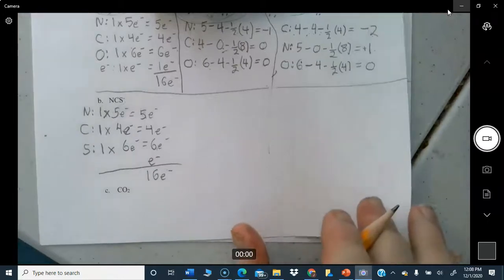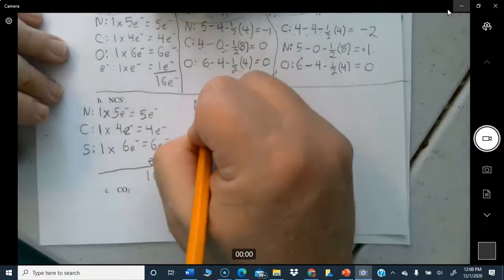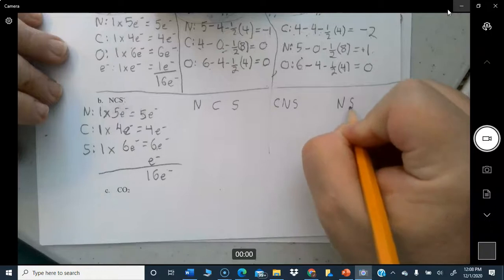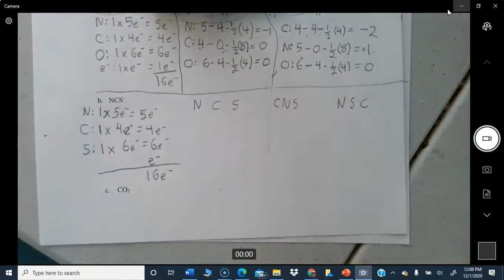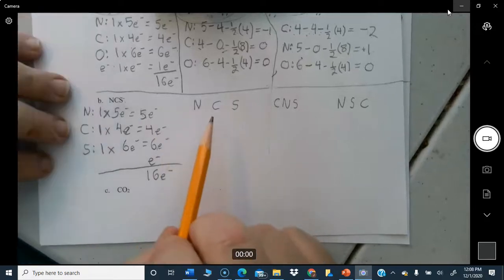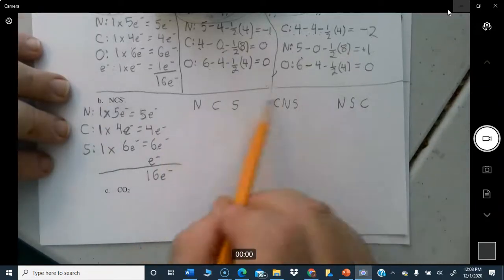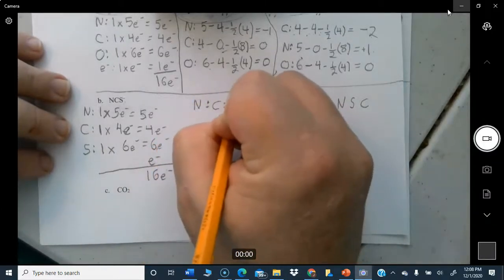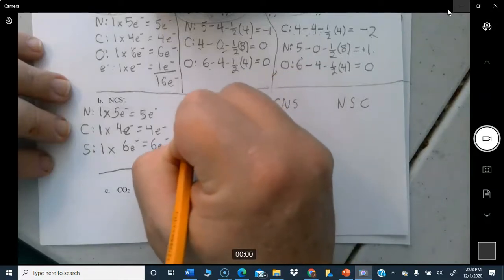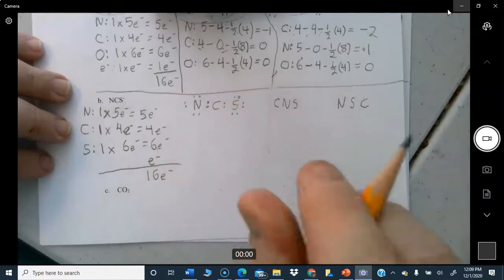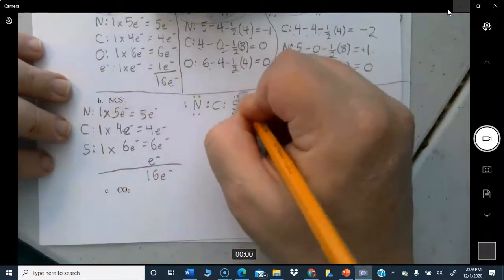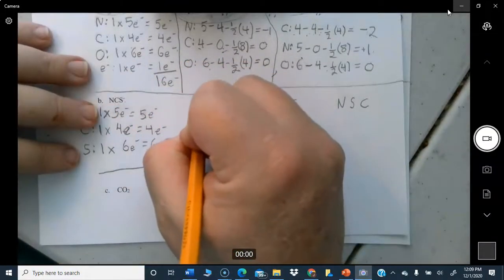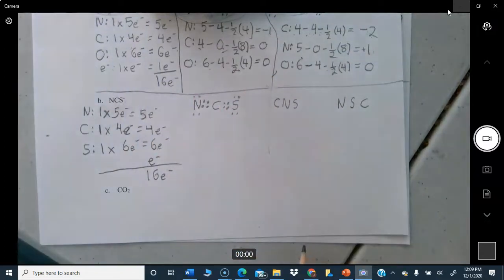Okay, so let's try NCS and CNS, and let's try NSC. Let's put the S in the middle. We can follow all the rules except for the one that says the least electronegative should be in the middle by forming any one of these 3 structures. So we have 16, we place 2 there. Octets all around. But again, carbon needs to have an octet, so we're going to erase an outside pair there and put them inside. And now everyone has an octet.